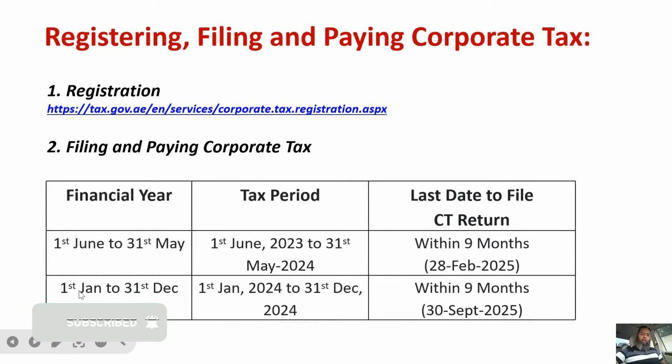Then in the second option, if you choose 1st Jan to 31st December, then your first financial year will start from 1st Jan 2024 to 31st December 2024, and within 9 months again you need to file your corporate tax return, and also you have to pay the corporate tax liability on or before 30th September 2025.